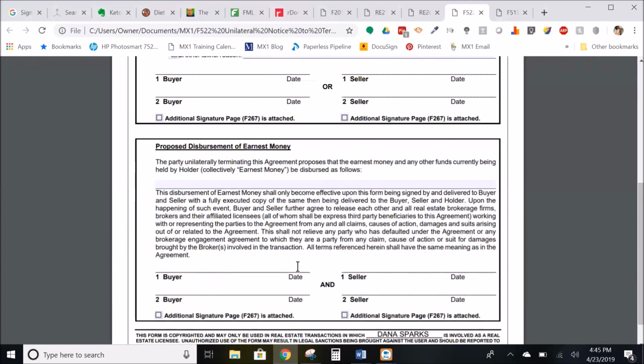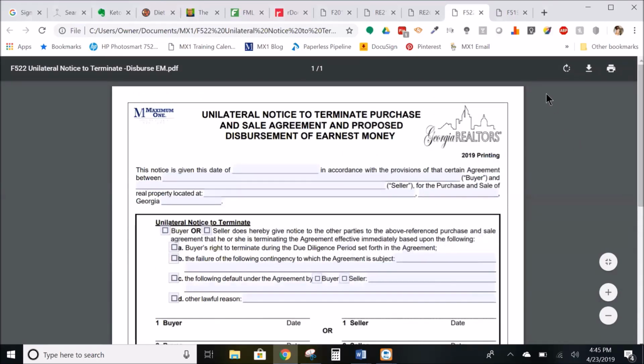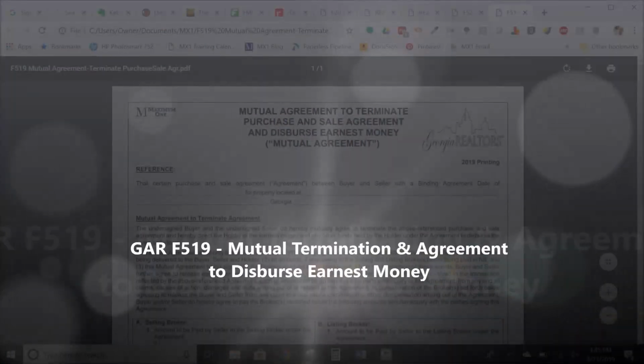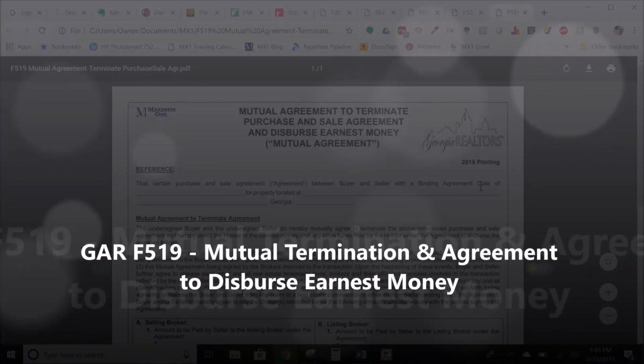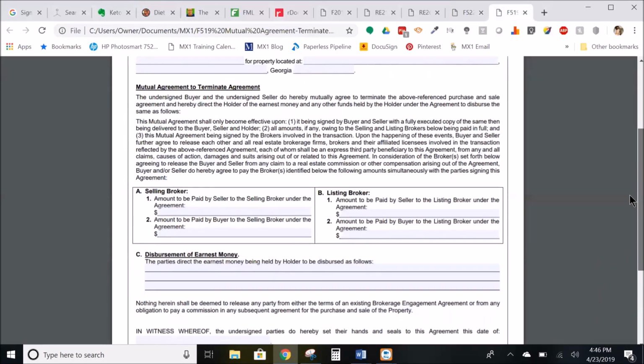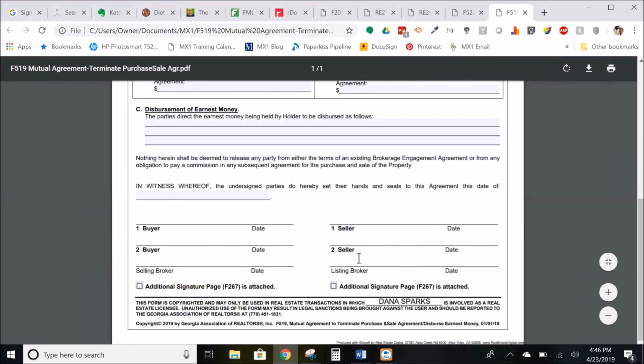Based on license law, we must have written agreement in a document separate from the document that directed us to hold the funds. Well, the contract is the document that directed us to hold the funds. So we need their signature on here. Now, there is another GAR form that is available to you that is called a mutual agreement to terminate purchase and sale agreement and disperse the earnest money. This is a mutual, meaning both parties, agreement to terminate. So in this form, you are required to have both buyer and seller signature.